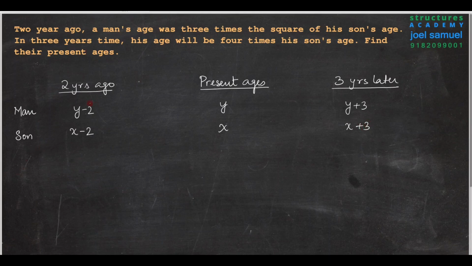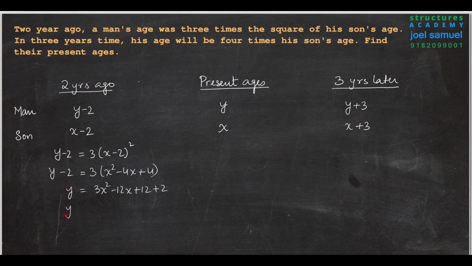Now we look at the question for the relation between their ages 2 years ago. It says 2 years ago, a man's age was 3 times the square of his son's age. So the man's age was 3 times the square of his son's age. That will give us this. So if you open the brackets on the right hand side, this will become 3 times x square minus 4x plus 4, and this would become 3x square minus 12x plus 12, and I'm going to bring 2 to the other side, plus 2, that's y. So y would become 3x square minus 12x plus 14.